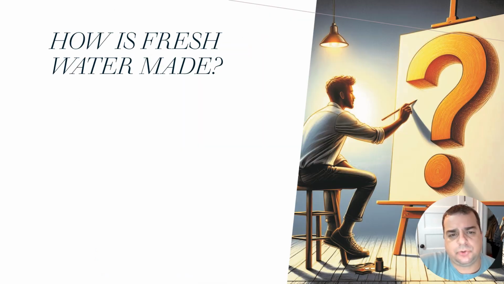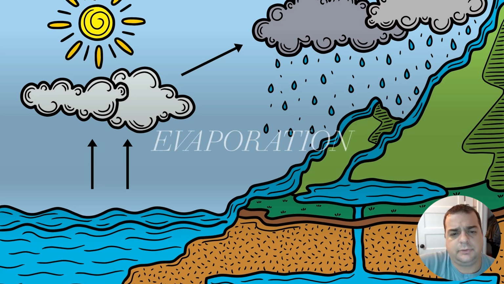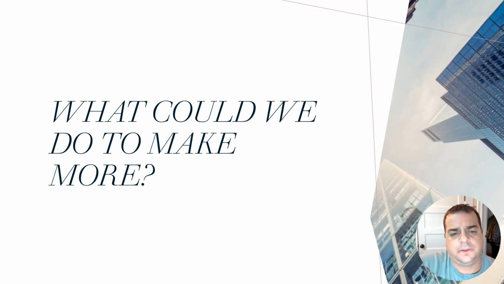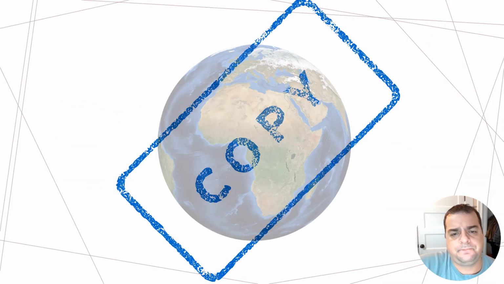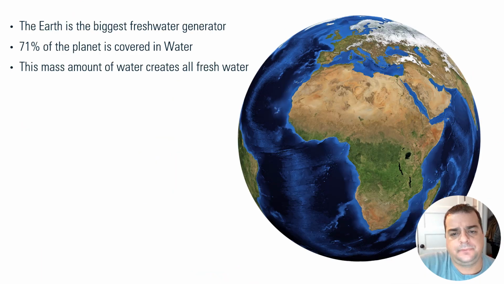And first thing it's important to know, how is freshwater made? It's all made through evaporation. Seawater evaporates, turns into clouds, and then rain is the result, which is fresh water. And knowing that, what could we do to make more? Just kind of copy the basic ideas, copy what the Earth's already doing.